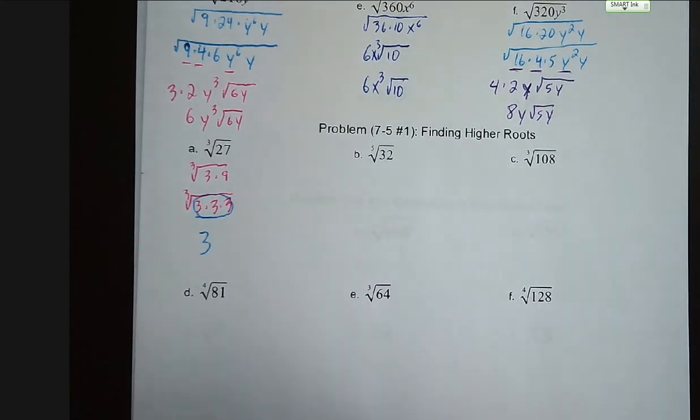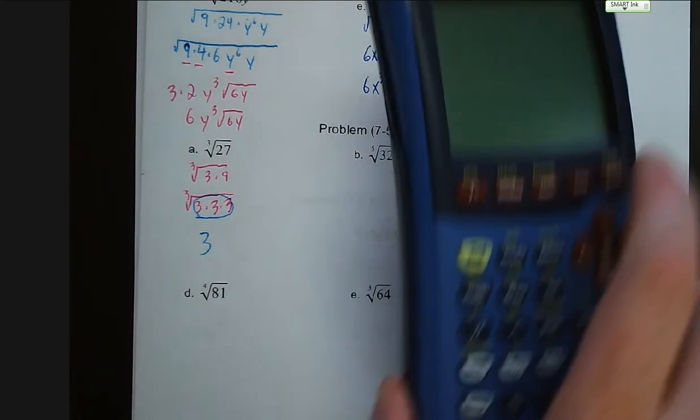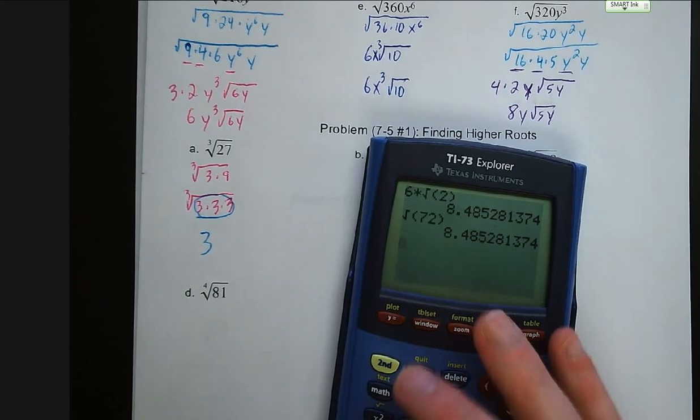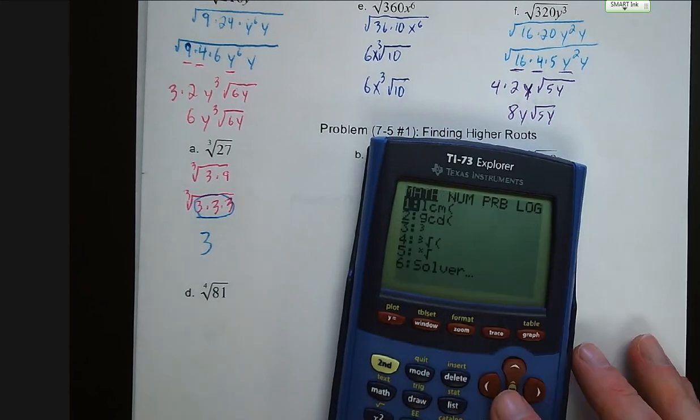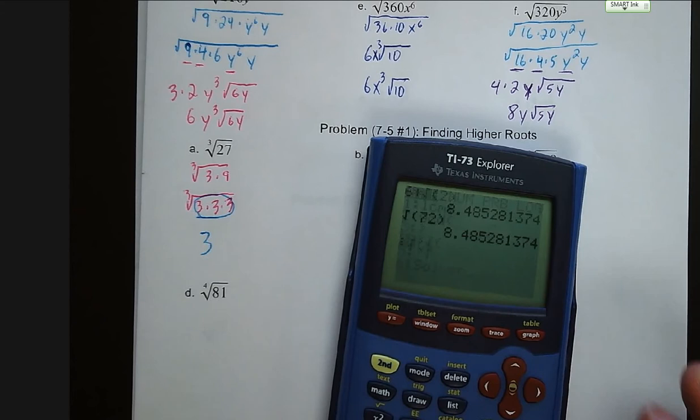Okay, and we can do this on our calculator. We do the math button and go down to number 4, which is the cube root. Sorry, that's the later. Cube root of 27, and we get 3.